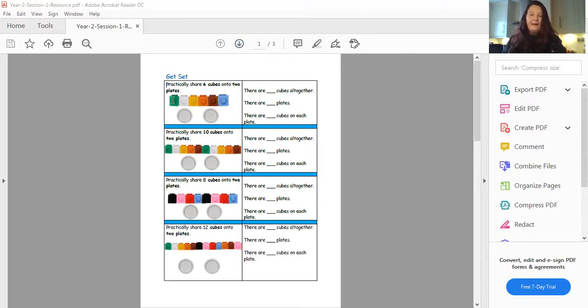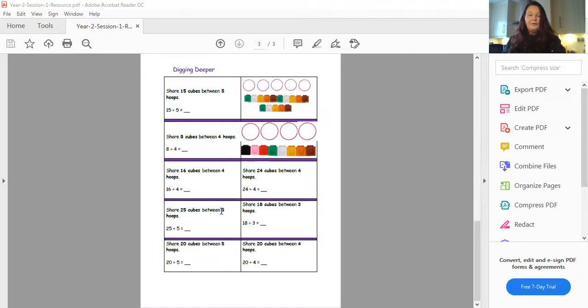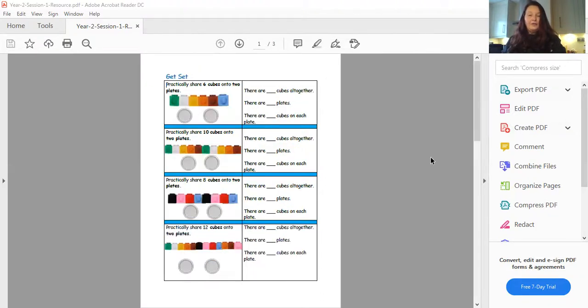Okay, it might be helpful so you can see the plates. Can you see those there? And as you go through, they get progressively harder. Okay, there are 2 lots of these, but you don't have to do them all. Let me show you the first one. So it says practically share 6 cubes onto 2 plates.